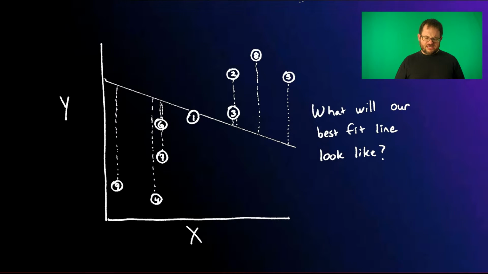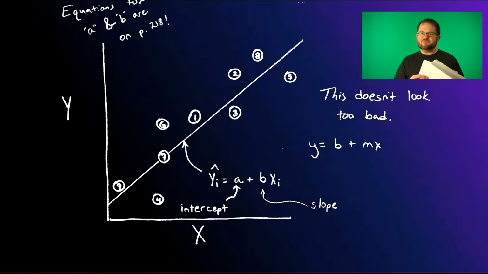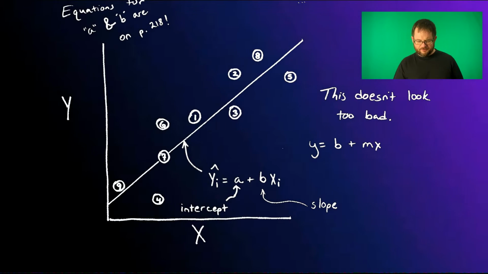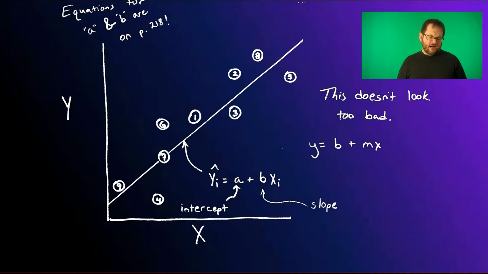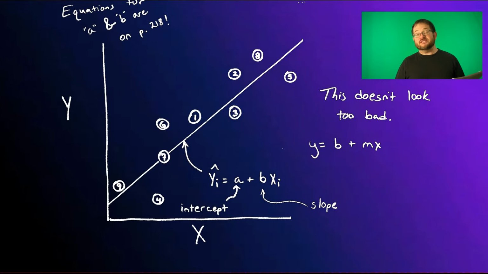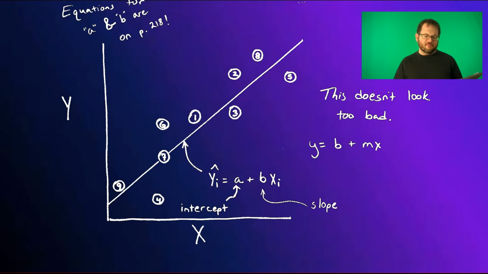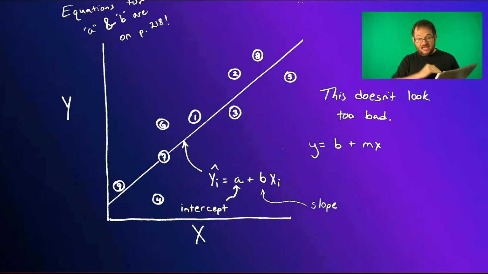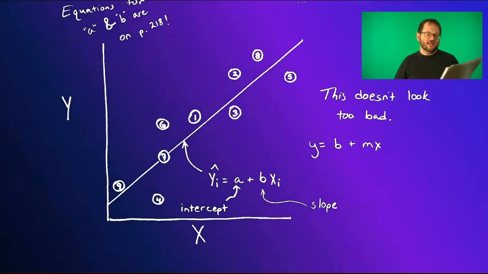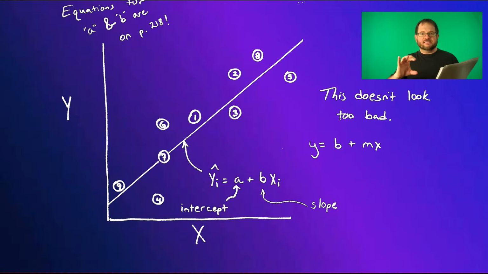In fact, with some experimentation, I think it turns out that this is probably my best fit line. It doesn't look too bad. I mean, obviously we're going to turn out that we can compute what the best fit line is, but it's going to be the one that has minimized those residuals. It's going to kind of pass through most of the points with as little error, as little residual as possible.